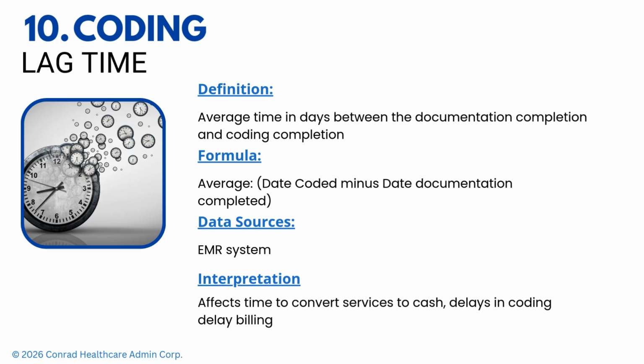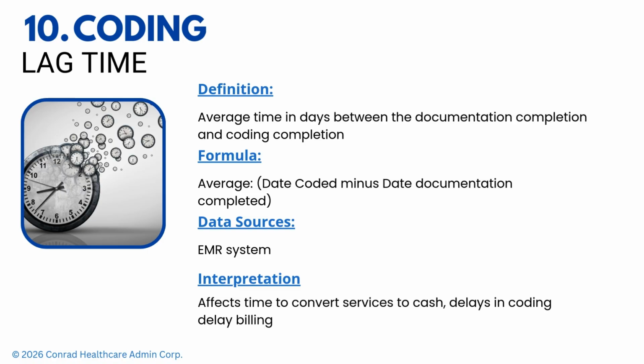Number 10, coding lag time. This is the average time in days between when a provider completes their documentation and when the coding is completed. So it is the average of all the dates coded minus all the dates that documentation is completed. So for every record, we are going to take the date coded minus the date the documentation was complete, and then we are going to average that result. The data source for this is typically the EMR.